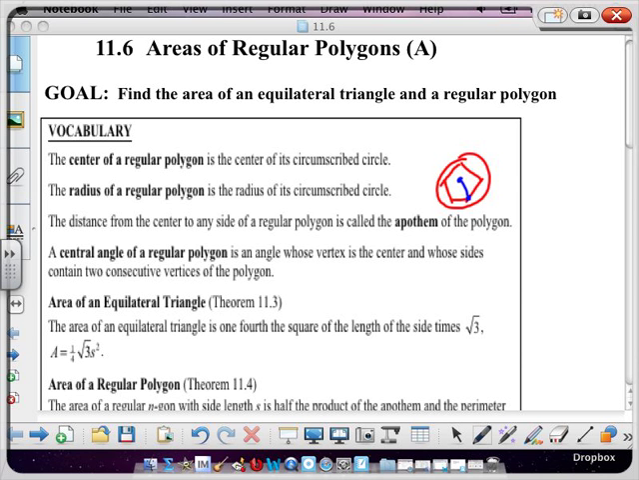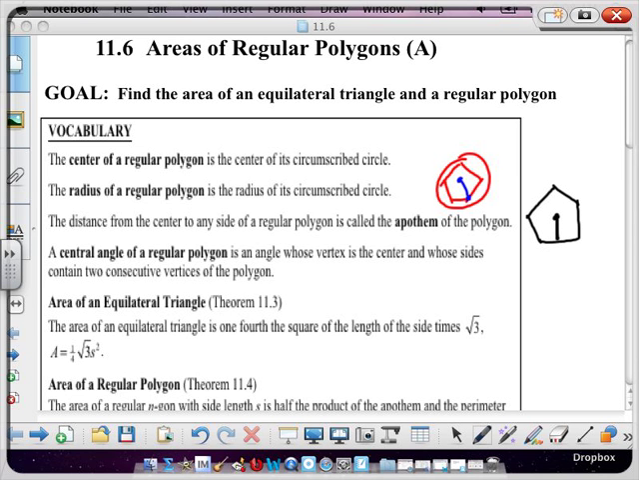So again, if we've got a pentagon, the center to the side is called the apothem. So whoever has the apothem, that's what they're going to draw. They're going to draw some kind of shape with a point from the center to the side. A central angle of a regular polygon is an angle whose vertex is the center and whose sides contain two consecutive vertices of the polygon.